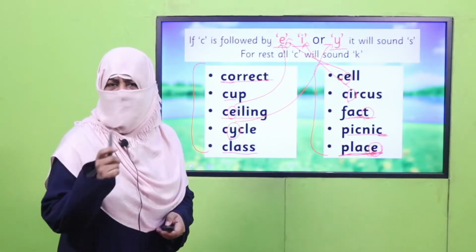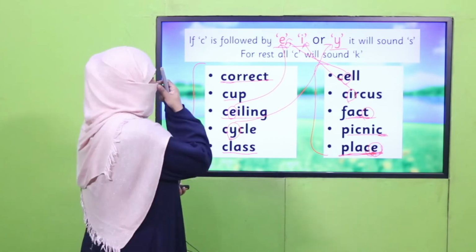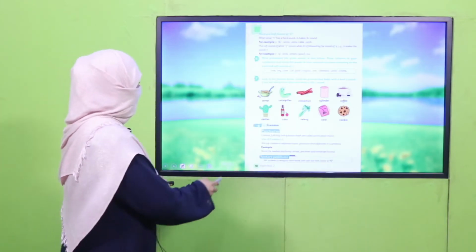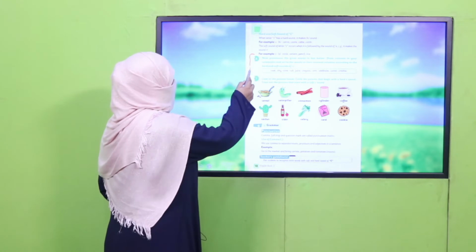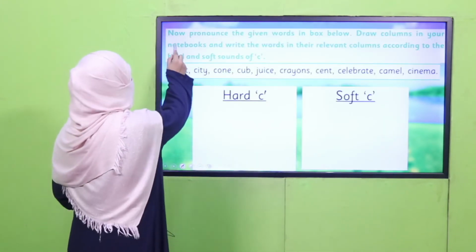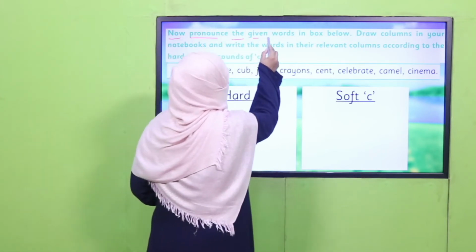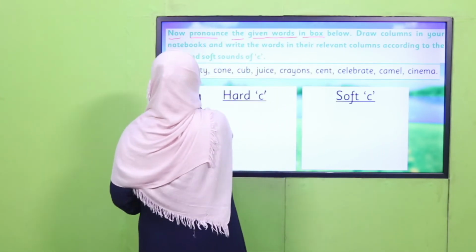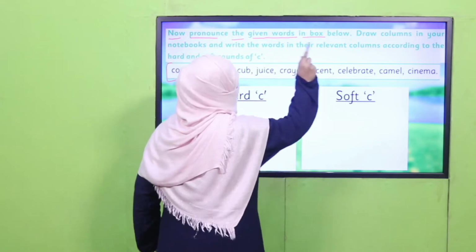Yes, my dear children, are you done with it? Good job. So next is the practice from your book. It's mentioned here on point 6, page number 10. What you are supposed to do? Now pronounce the given words in the box below. Here this box is given and the words are given.